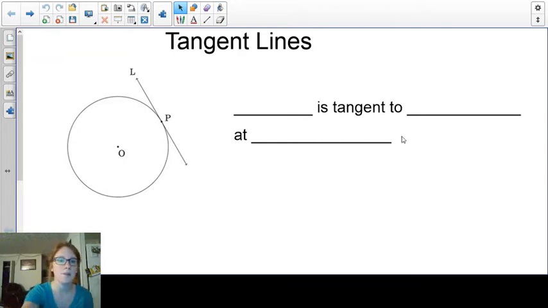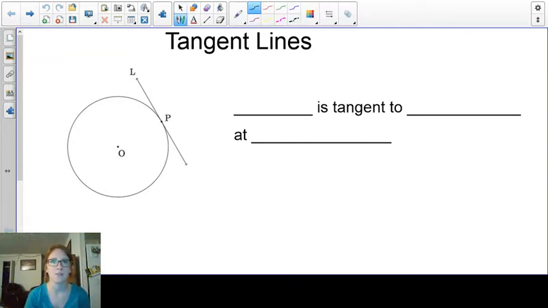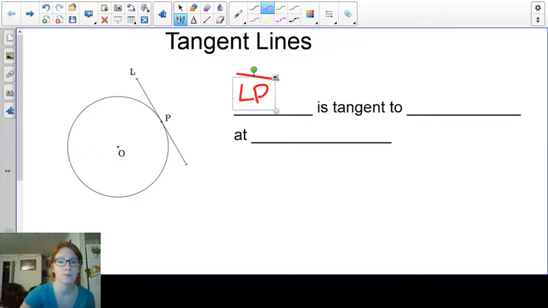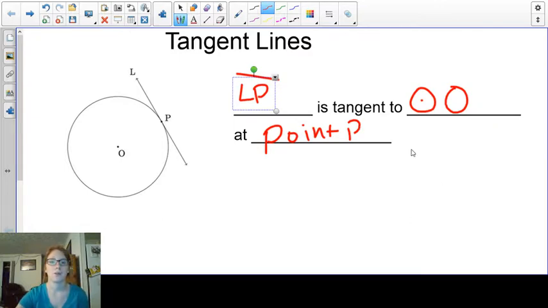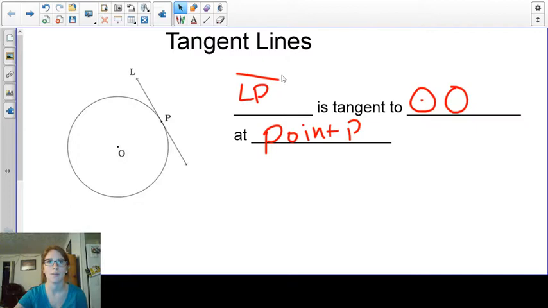Alrighty, so today we're going to go ahead and start talking about tangent lines and some other properties that they have. Line LP is tangent to circle O at point P. So for tangent lines today, we'll talk about things that hit a circle at one point.